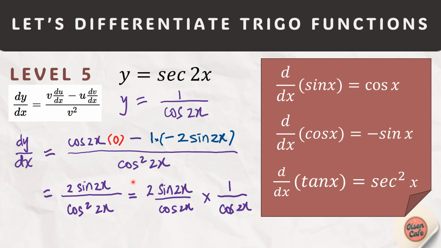Now if you make an observation here, what is sine 2x over cosine 2x? If you are familiar with the trigo function, you know that this will give you tangent 2x. Now let's take a look at 1 over cosine 2x. What does this give us? Yes, this actually gives us secant 2x. So this is how we get the expression, and this is usually the expression that you get to see when you differentiate y equals secant 2x. Hopefully this will give you an idea how to differentiate some common expressions in trigonometry.